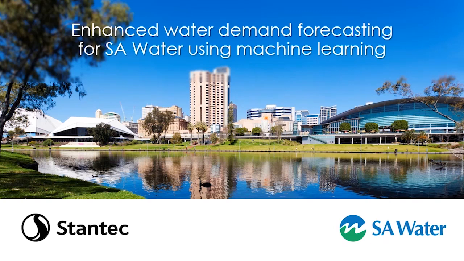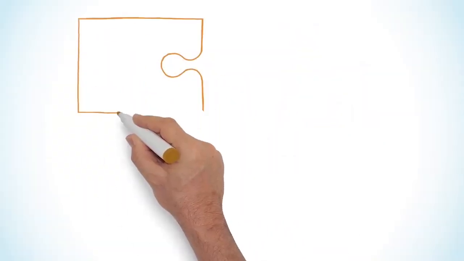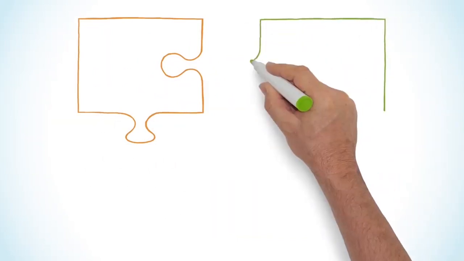SA Water is now using machine learning to help forecast daily water demand for the Greater Adelaide network. A daily water demand forecast for the next 7 days provides important information to the Operations Control Group. It helps them to plan water production at each of the metropolitan water treatment plants, develop short-term network operating strategies, and to manage around network outages while maintaining customer service levels.